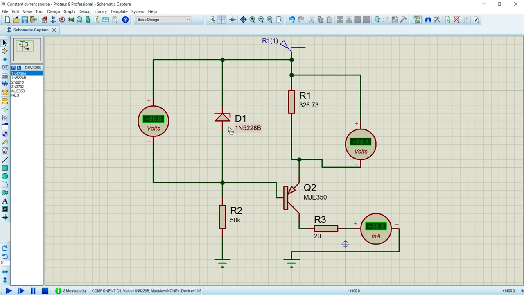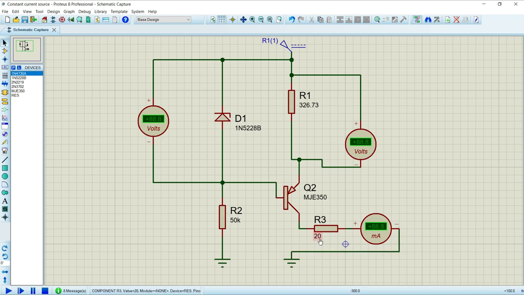Zener diode helps keep the voltage fixed. So here we wanted to keep a fixed voltage across the resistor R1, as we can see. The fixed voltage is ensured by the Zener present here. The values of the components are designed according to the specifications. So now let's just run the circuit.